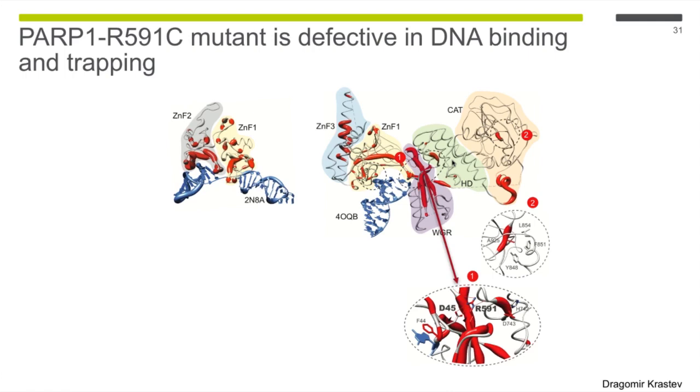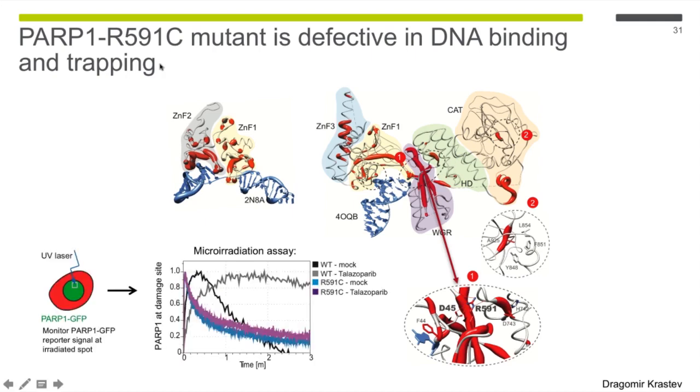So Drago Krastev, another postdoc in the lab, tested this using a microirradiation assay. In this assay, we shine a UV laser onto PARP1 GFP expressing cells to make a little spot of DNA damage in the nucleus. Then using live microscopy, you can monitor recruitment of GFP signal to the spot that you irradiate. If we look at this graph, in black you can see the normal wild type kinetics of PARP1 binding. PARP1 comes on very fast, within a second, and then dissociates a little more slowly as DNA repair occurs.